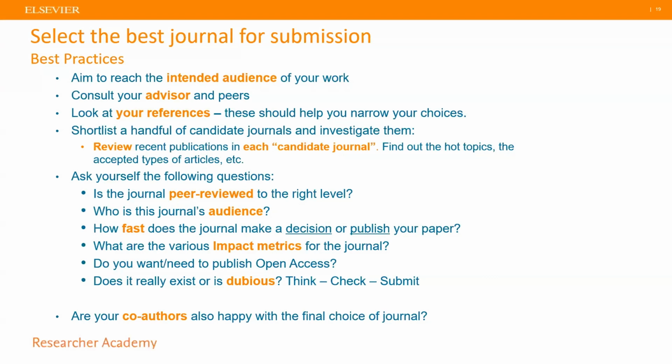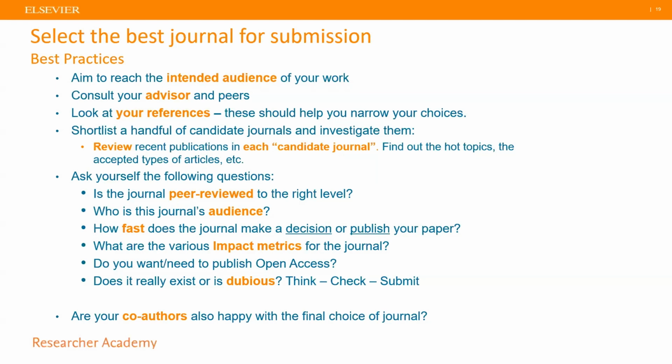Always consult your advisor, your peers, people around you as to where they think your research would sit best. Look at your list of references. So which sources have you taken? Which journals have you tapped into that you could actually possibly also then subsequently publish in? And then from that, shortlist a handful of these journals that you have already thought about and look at what they have published recently, the types of papers, the topics that they've covered, and so forth.